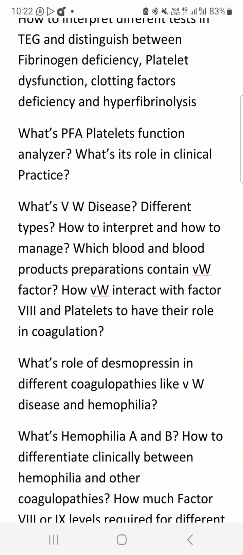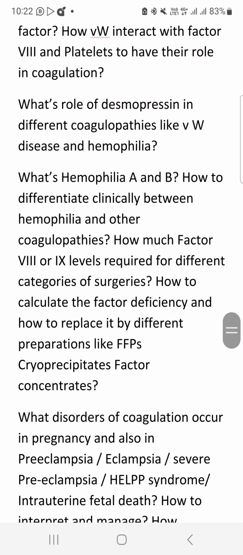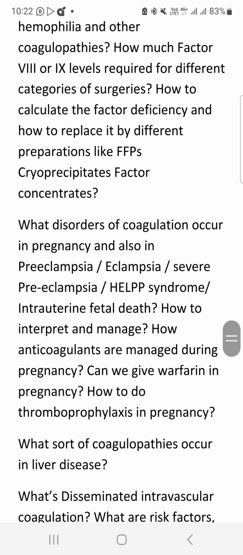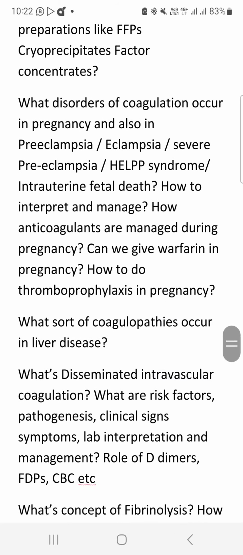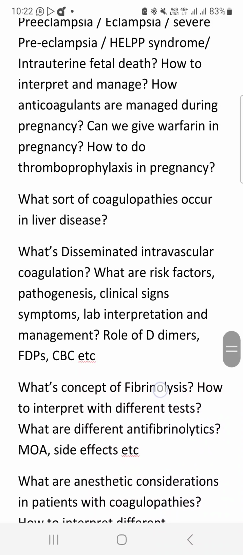Okay, how to identify the risk and how to give the thromboprophylaxis and how to treat an event of thromboembolism. Another question they can ask you is with reference to factor 8 and factor 9, how to replace it. With reference to von Willebrand disease, what is the role of desmopressin, what is the role of cryoprecipitate, how to manage it. Coagulation changes in different scenarios. You can have a list: coagulopathies in liver failure, coagulopathies in pregnancy, coagulopathies in overtransfusion, coagulopathies in any scenarios.